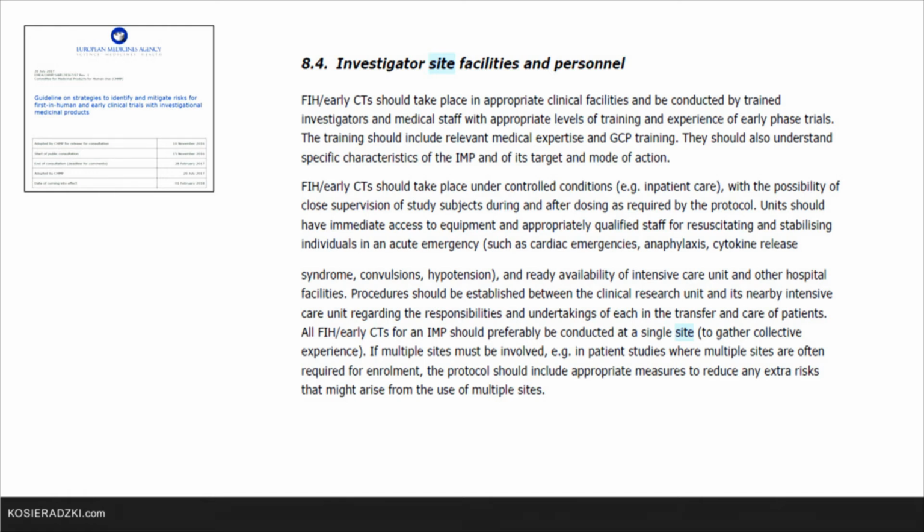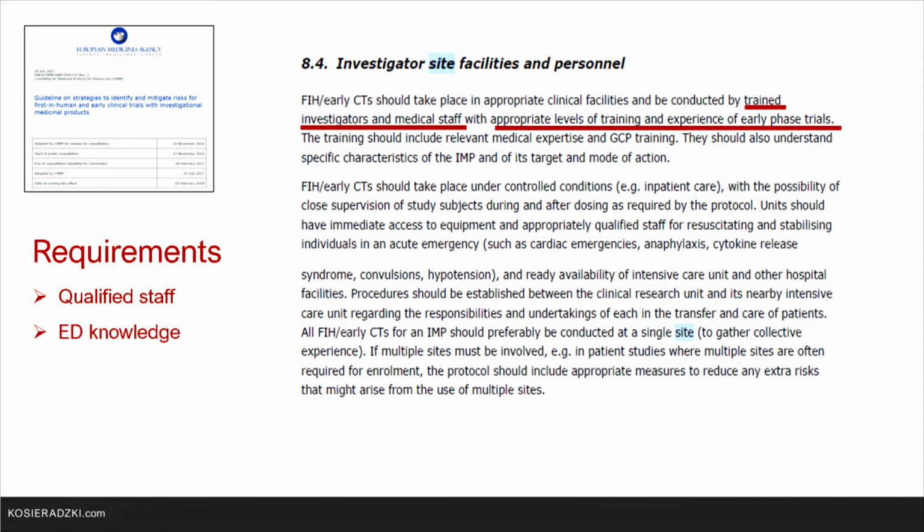From the quality perspective, that is a little bit too few details on how this kind of entity for phase 1 and early development should be set up. Of course, there are some requirements, but these are quite similar to the other phases, at least at the beginning. Qualified personnel is a prerequisite. And the people should be trained, not only on the general things, but also on this particular phase.